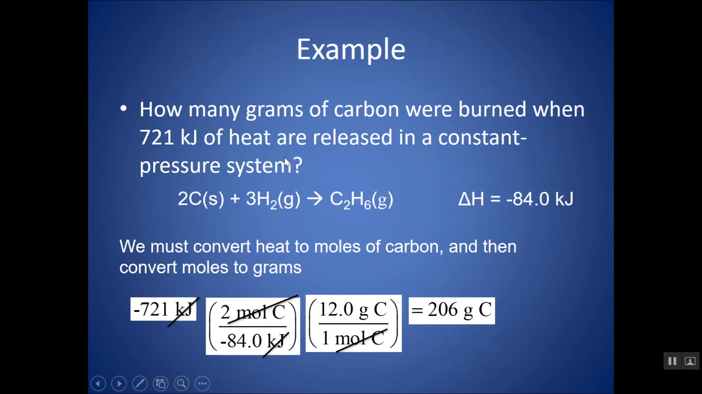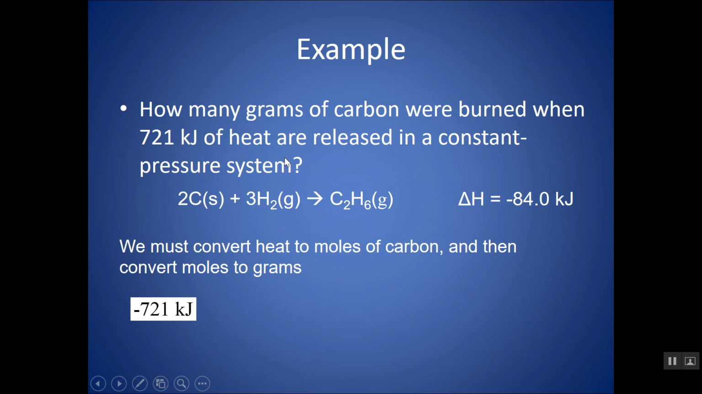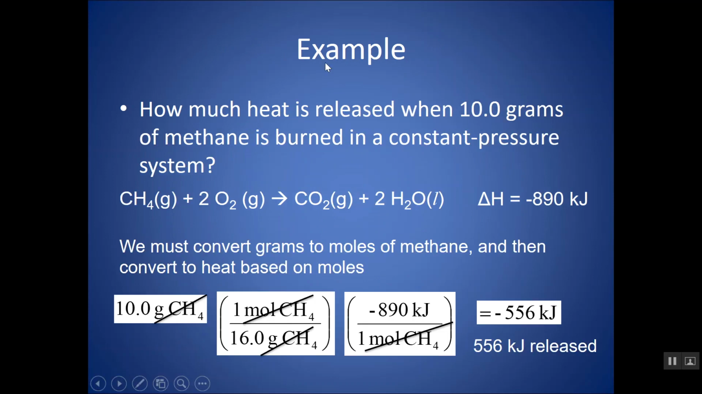Just a note, in this example that we just did before, how much heat's released when 10 grams of methane is burned? Well, what if I didn't just give you the amount of methane in the container? What if I gave you the amount of methane and the amount of oxygen? What if I gave you the amounts of both reactants? What kind of a problem would that turn into? Which amount would I base my delta H off of?